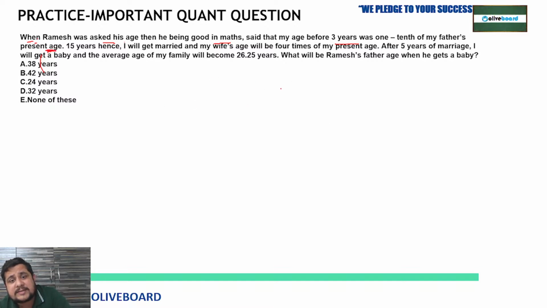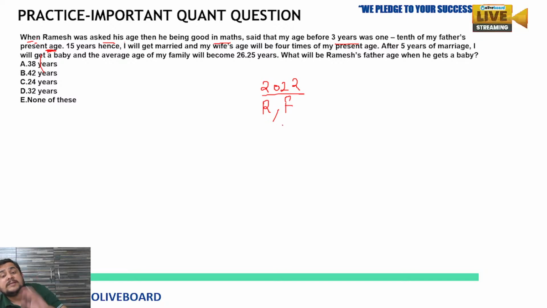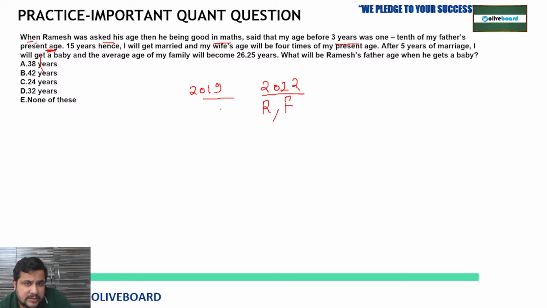3 years ago, so we can say that presently we are in 2022, so we can mark this. Now we will talk about Ramesh and his father at present. So his father's age is 10 times of his age. 3 years ago means 2019 we will look out, because 3 years back we are going.